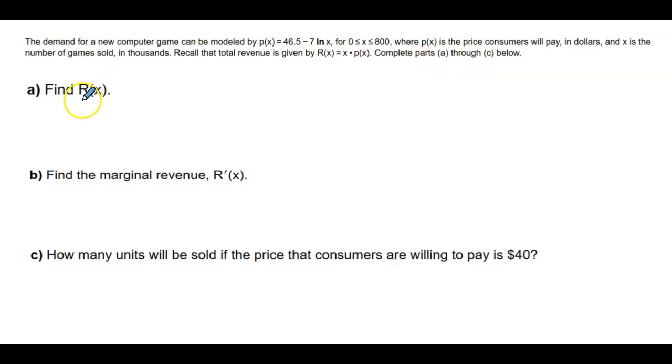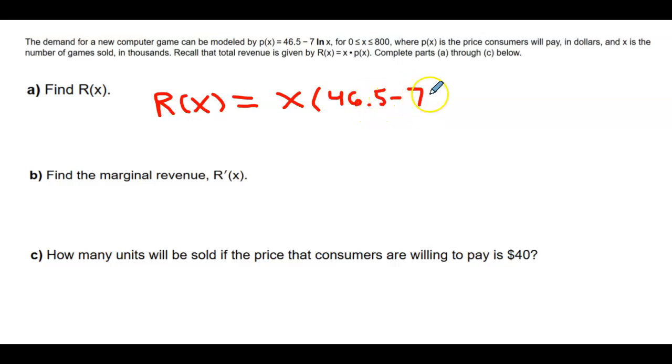So part A just wants us to find the revenue function. And revenue was defined as the number of units sold, which they told us was X. X is in thousands, and times the price. And the price was given as a function of X in that 46.5 minus 7 natural logs of X. So this should be the answer to part A.